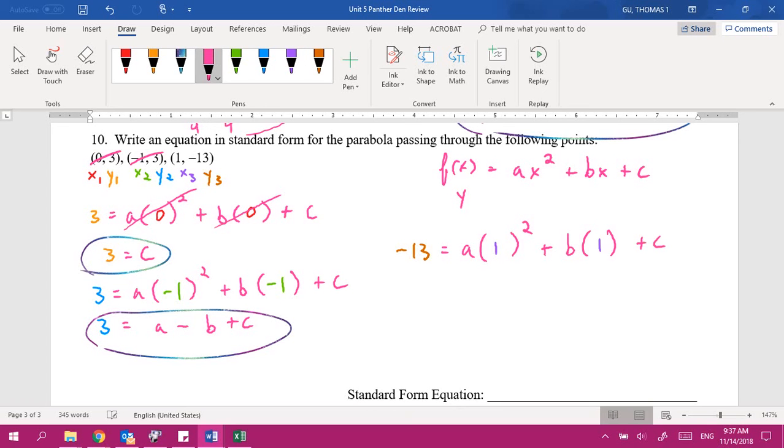All right, we need to simplify this, but what's 1 squared? It's just 1. So this is going to be negative 13 equals, what's 1 squared times a? It's just a, right? Then plus b plus c. And there's your third equation, and that's all you had to do on the test. They just wanted these 3 equations. So you use each point to make yourself an equation. And that's it.